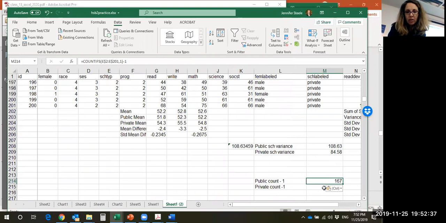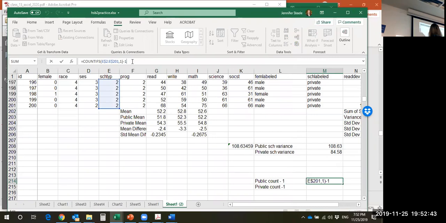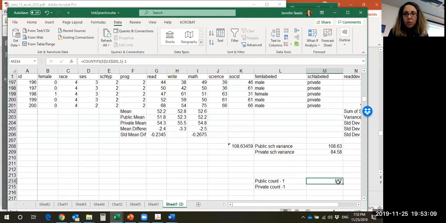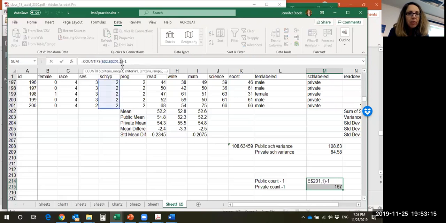Okay, and so the formula says that if the E's are equal to 1, then count how many it's true that the E's are equal to 1. Count how many of these are public school, and then you take that count and subtract 1, because that's what the t-test tells you to do. So the answer is it's 167 public school students, and then we'll drag that formula down to the next cell and change the criteria from 1 to 2 for private schools.